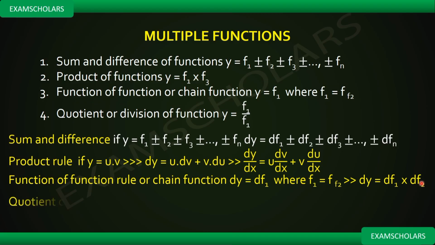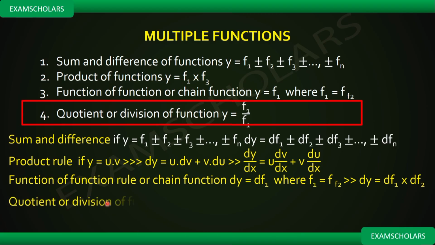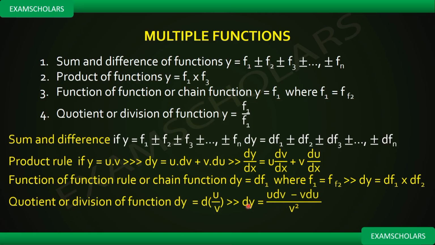Now the last one is the quotient or division rule. So when you have this kind of situation, how are you going to differentiate it? You use this formula. So dy will now be what? u dv minus v du. You see that it's similar to the product rule. The only difference is that we have over v raised to power 2 here. So dy will now give us u dv minus v du over v squared. Master this. When it comes to division and you are asked to find the derivative or differentiate, you use the quotient or division rule.